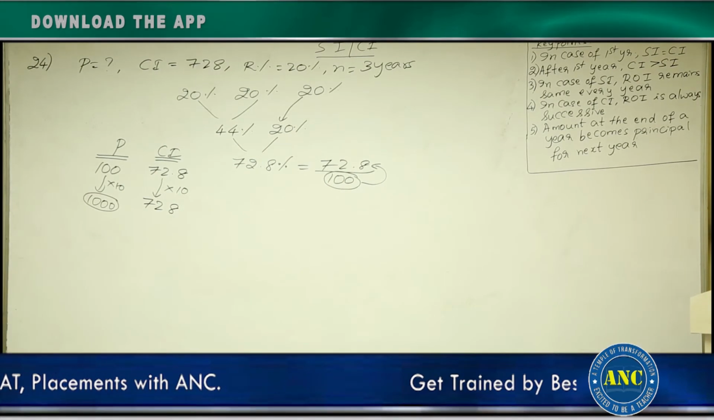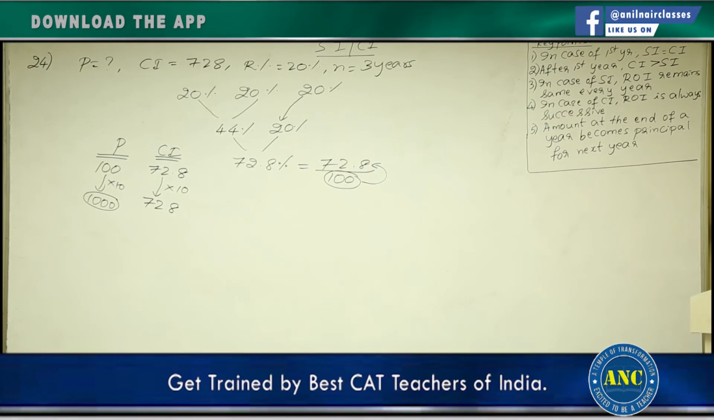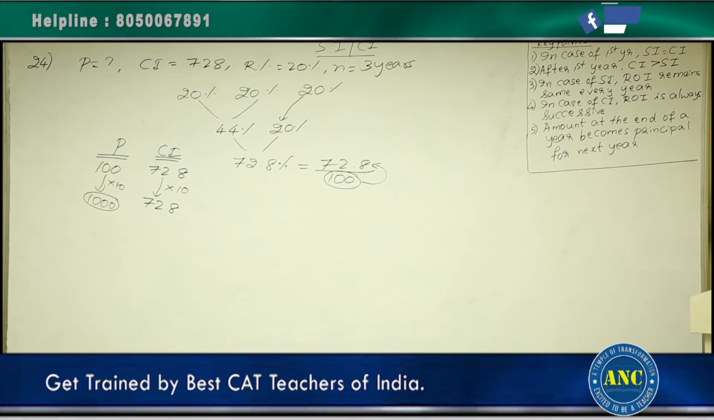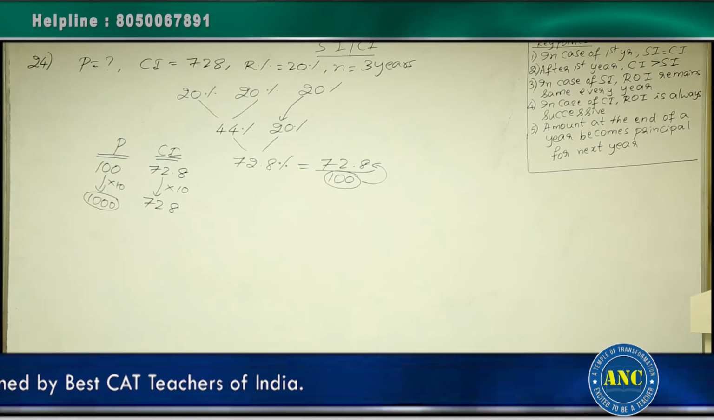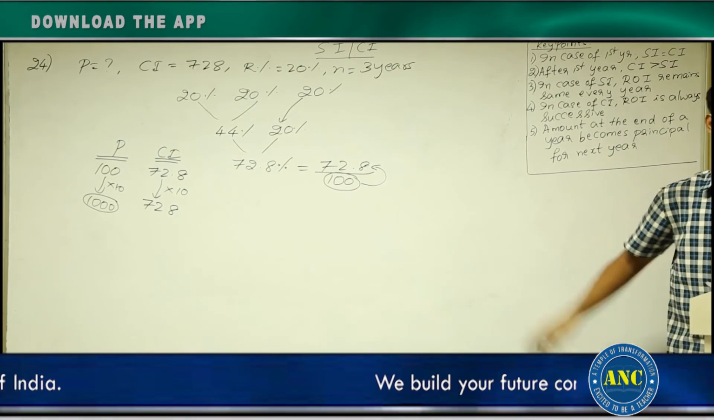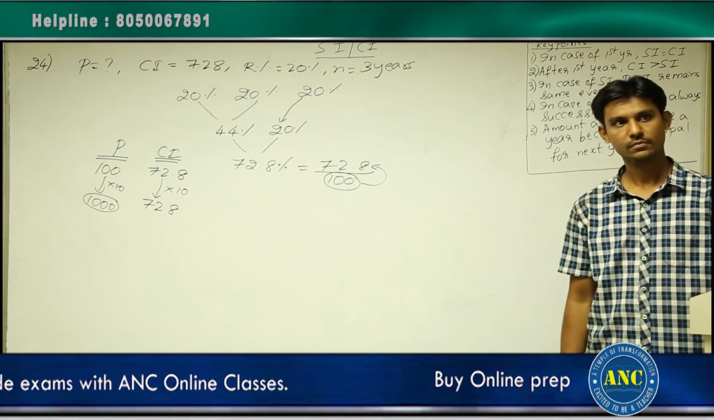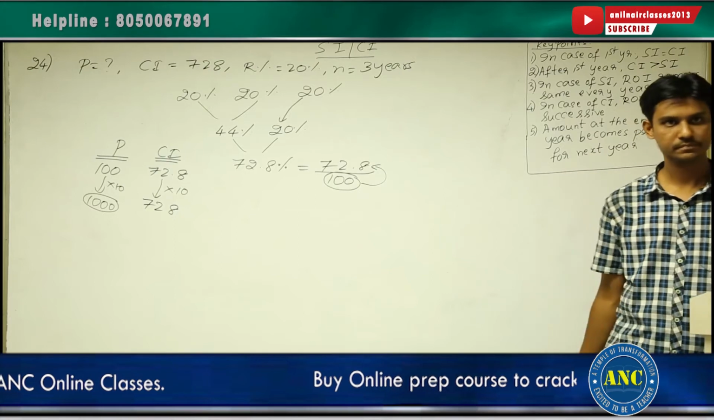In case of SI, rate of interest is the same every year, so we added it. In case of CI, it is successive. You need to know the successive application, otherwise you cannot solve this. Clear with the first question in case of CI? Can I move on to the next question?